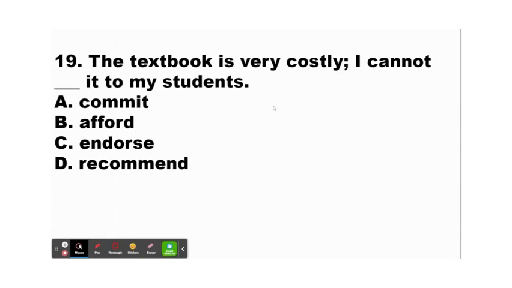19, the textbook is very costly. I cannot dash it to my students. A, commit, B, afford, C, endorse, D, recommend. The correct option is D, recommend. A teacher recommends books to his students. And of course, schools have recommended lists.